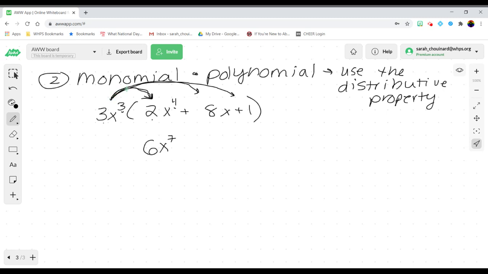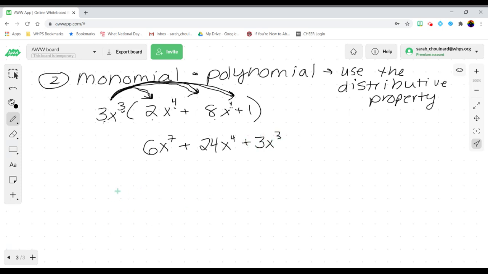Then when we do the next one, 3x cubed times 8x. Remember, this really has a 1 as its exponent. 3 times 8, the coefficients multiply to be 24. And then third and first make x to the fourth. And then the last one, 3x cubed times 1, gives us 3x cubed.